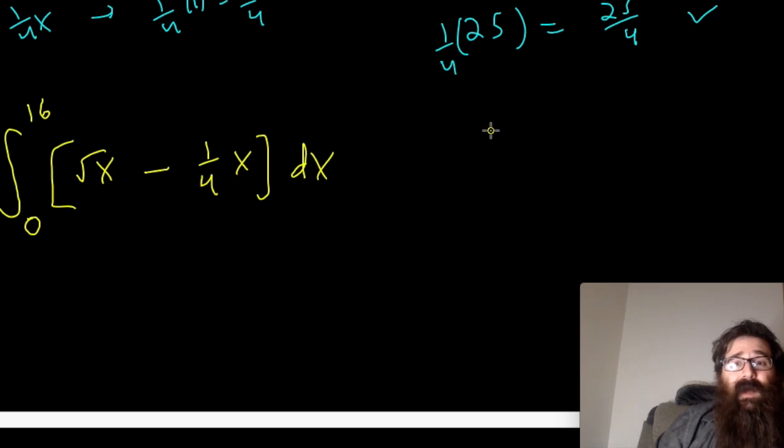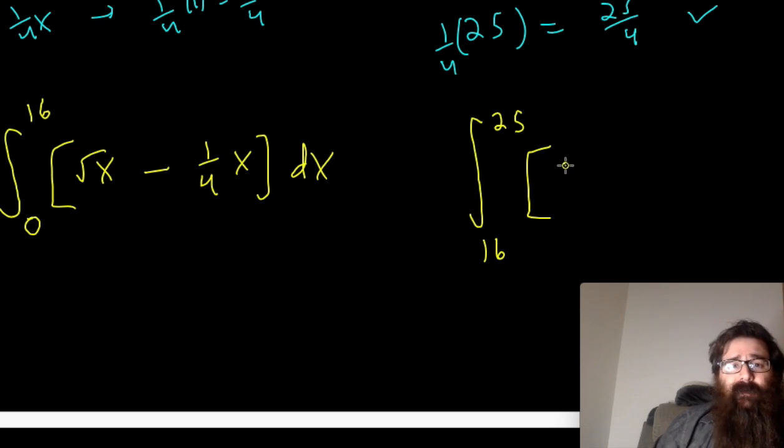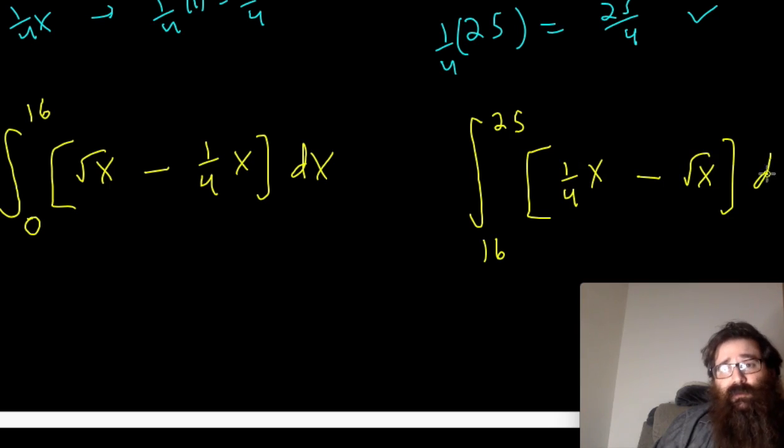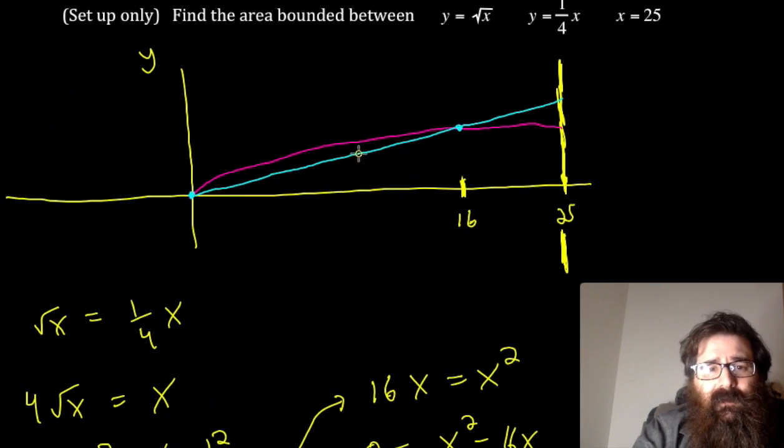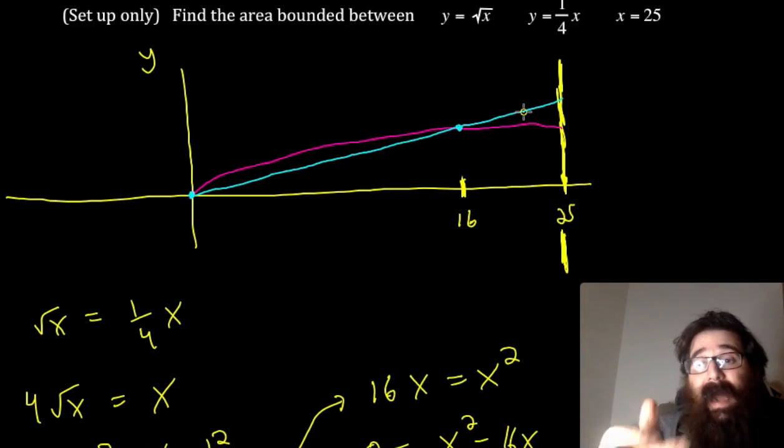And then we're going to want the rest of the way, which picks up from 16 to 25. And now the upper function is 1/4 x minus the lower function square root of x, with respect to x. And what do I want to do with these two integrals after I compute them? Well, I find the area of this piece and the area of this other piece, and if I want to know the full area, I'd add them together, right?